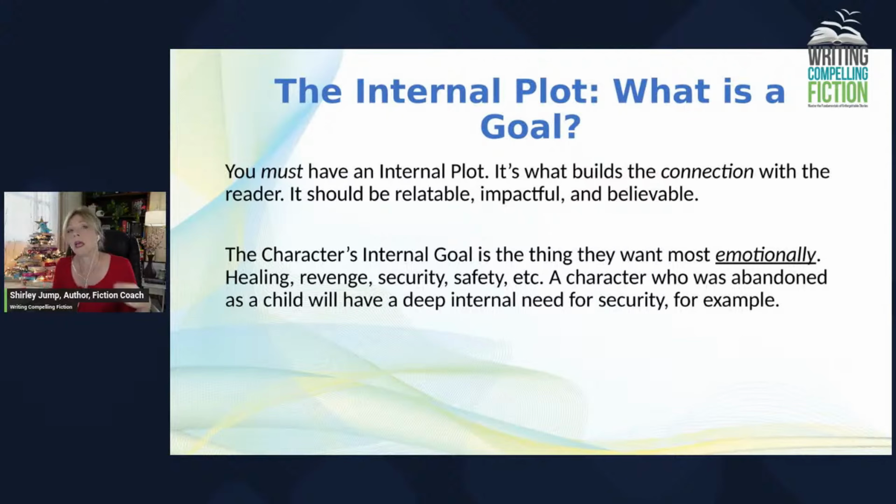It has to be relatable, impactful, and believable. So their internal goal is the thing they want most emotionally. So the worst nightmare is the thing they're going to avoid, but the internal goal is what they want most to achieve emotionally. They're going to avoid ever letting down people again. They will probably want to internally feel like they can count on other people, to let themselves go enough to count on other people. It's kind of a diametric opposite, which I really like when you have things that people are avoiding, but yet they also want at the same time.